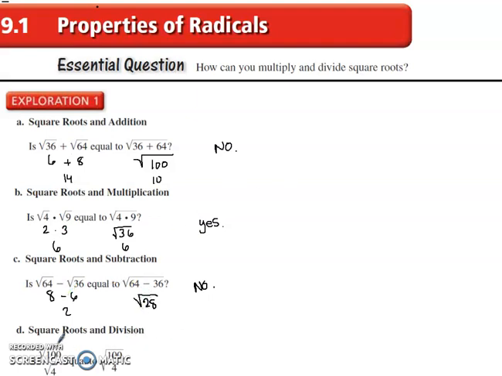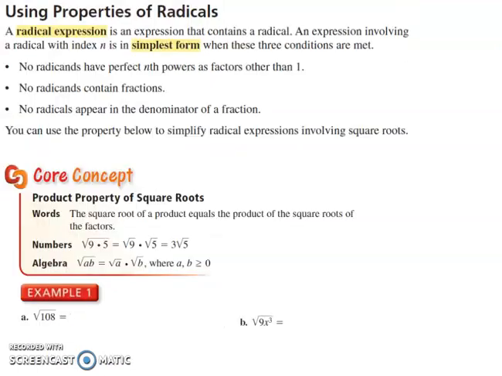Now what about division? The square root of 100 is 10, the square root of 4 is 2, and 10 divided by 2 is equal to 5. Now if I combine them into one radical and divide first, 100 divided by 4 is 25, and the square root of 25 is also 5. So both of these did simplify down to 5, which means that our radicals can be combined with division. So we can combine radicals under multiplication and division, but not with addition or subtraction.